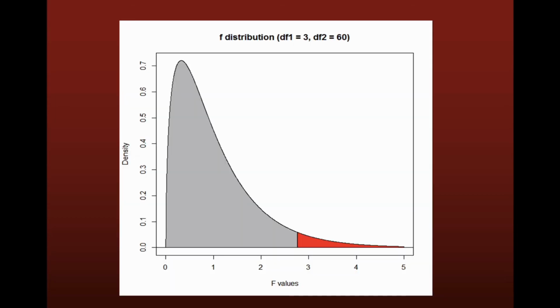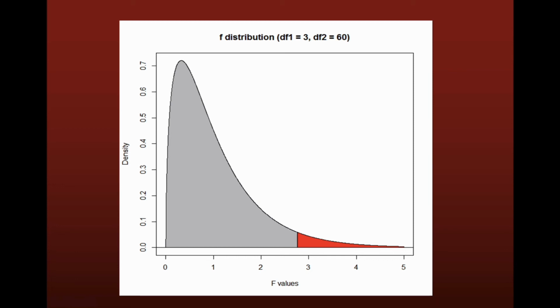So here is what an F distribution looks like. Don't worry yourself about it too much, but what I want you to recognize here is as you get F values that approach 3, you're going to likely have a statistically significant result. So if you have at least 60 people, an F value of 3 is going to give you a statistically significant result.